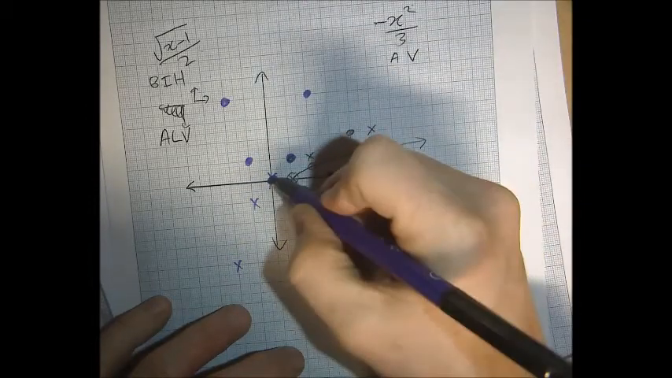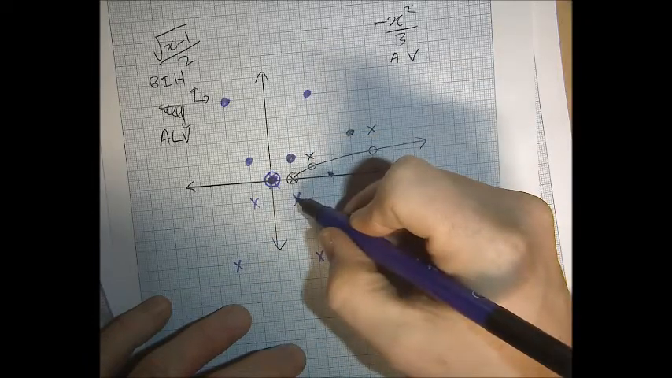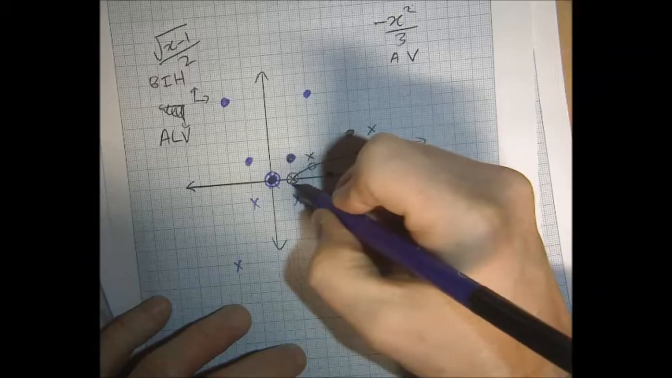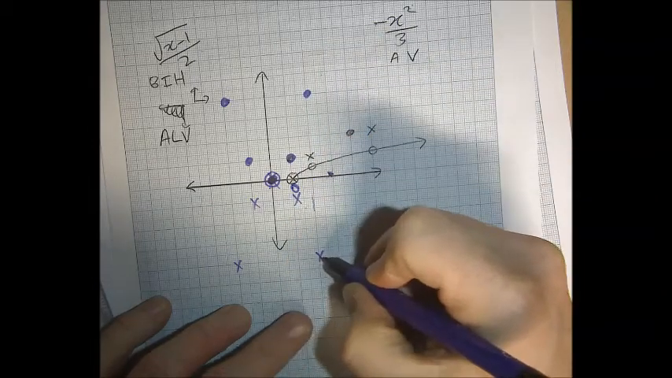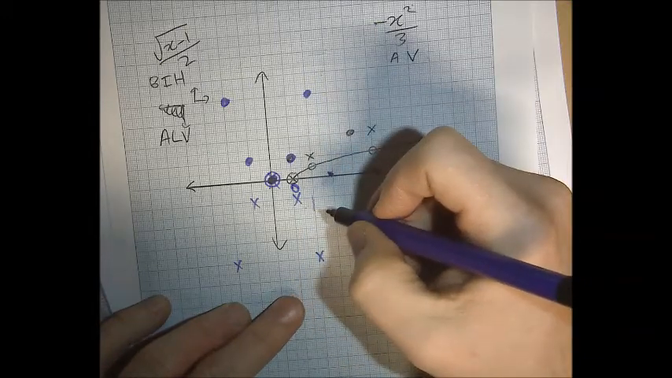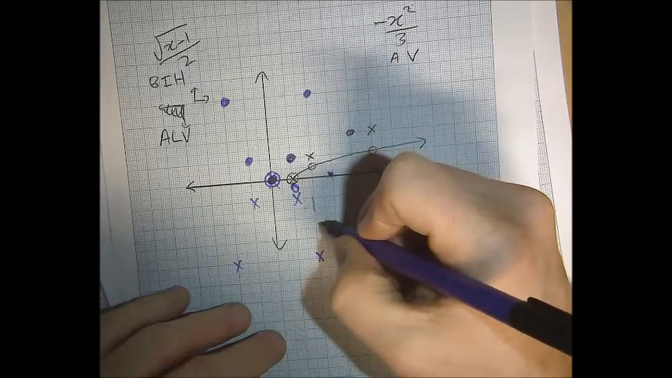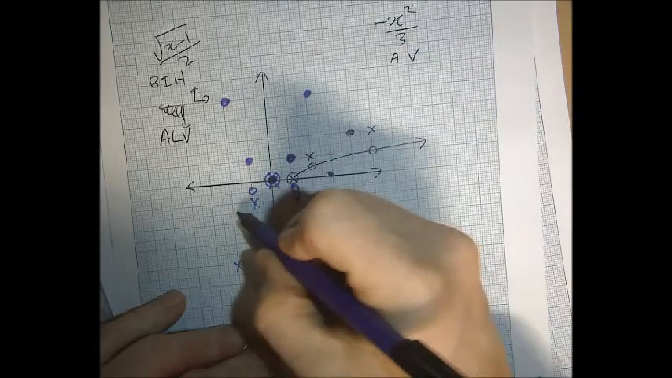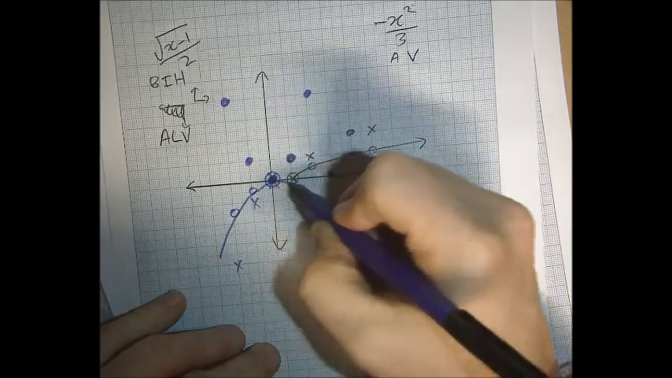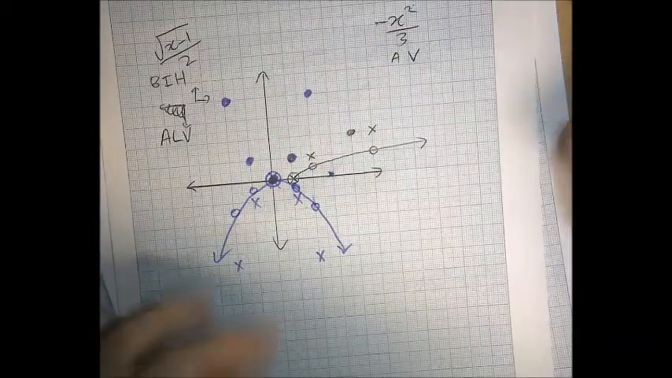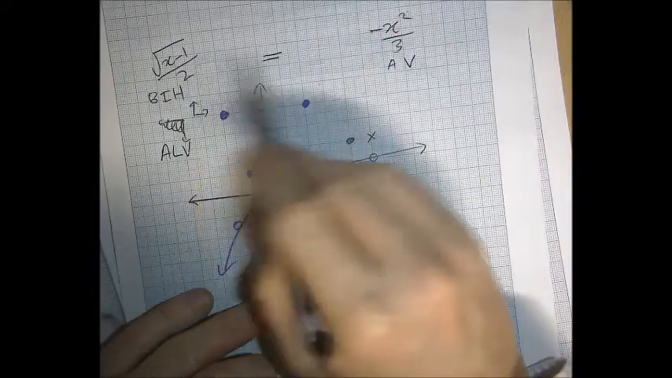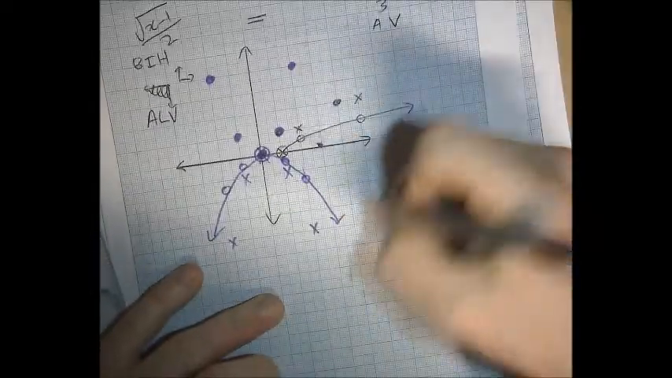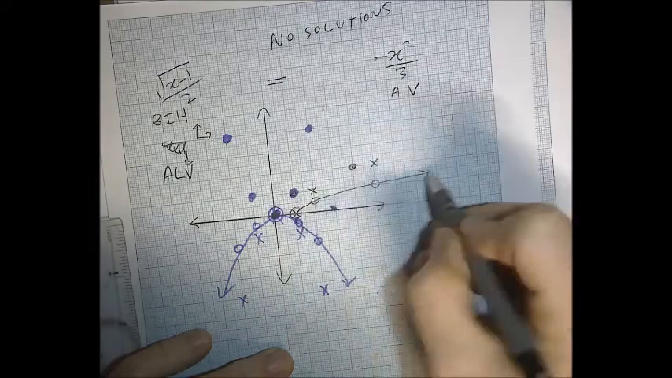Current y-coordinate 0, new y-coordinate still 0. Current y-coordinate negative 1, new y-coordinate negative a third. Current y-coordinate negative 4, new y-coordinate 1 and a third, I think. Yep. And so this is my final answer. So, if I had to estimate or judge the number of solutions to this equation, how many times do they meet? They meet no times, so there are no solutions, because that graph just suddenly leaps out from the middle. That's part of the basic shape of the square root graph.